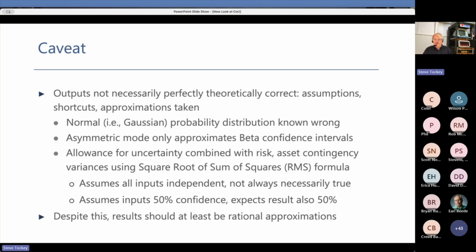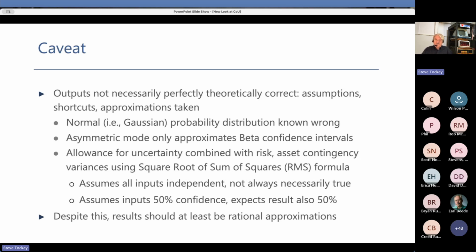There's a lot of other noise in the system anyway. We're doing some combining of allowances and contingencies using the square root of the sum of the squares formula, what some people will call root mean squared, which assumes that everything going in is independent, which is not necessarily true.